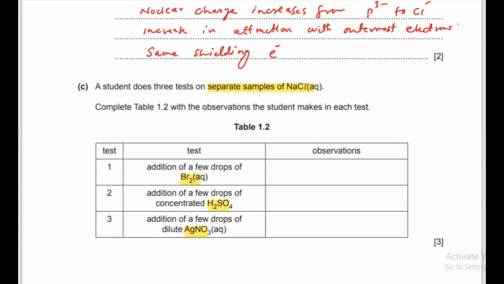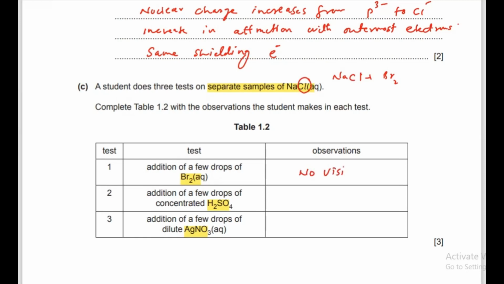Then the next part is regarding the observations. A student does 3 tests on samples of sodium chloride; complete table 1.2 with the observations the student makes in each test, adding a few drops of bromine. As we can see, the reaction is between NaCl, sodium chloride, and bromine. Bromine is below chlorine in its group, so bromine is less reactive than chlorine, so there will be no change.